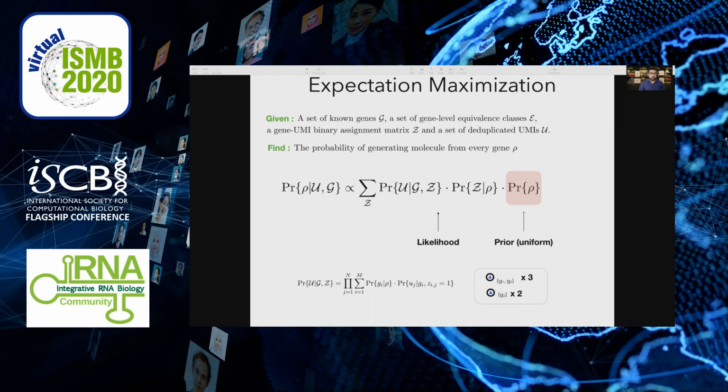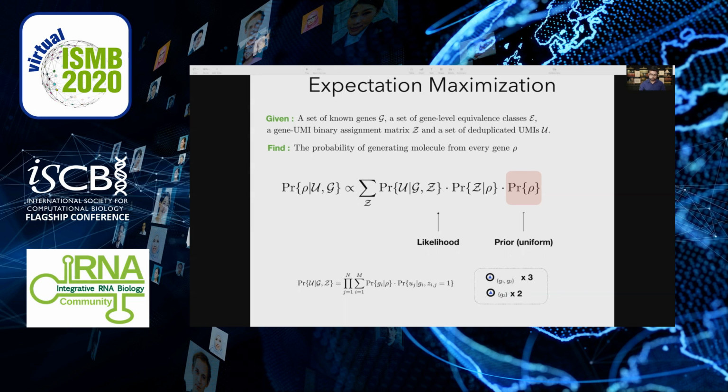In this, we are given a set of known genes G, a set of gene-level equivalence classes E, where equivalence classes represent a subgroup of genes where a read maps and cannot disambiguate between them. Also, we have a gene-UMI binary assignment matrix along with a set of deduplicated UMIs, calligraphic U. What we have to find is the probability of generating a molecule from each gene. Here, I'm denoting it by rho. Basically, what we have to find is the probability of rho given U and G.